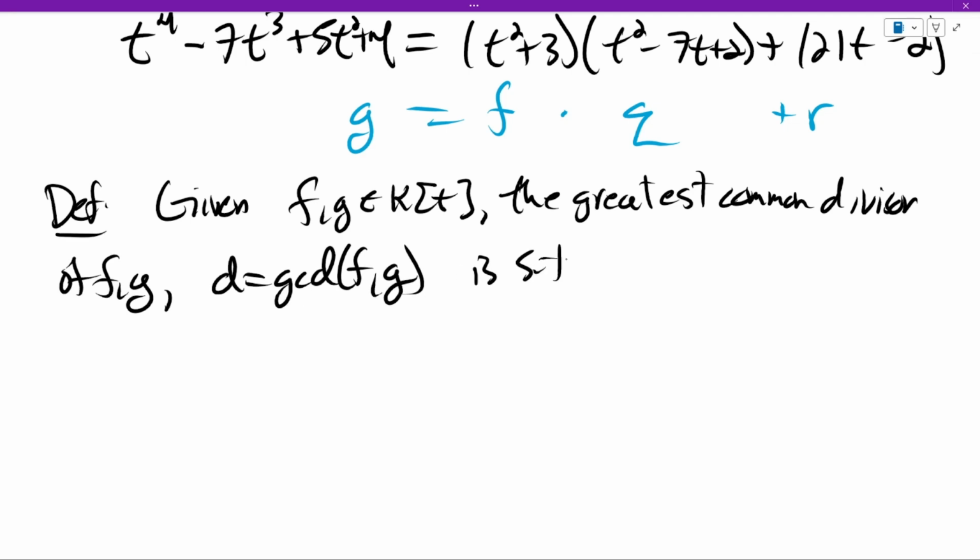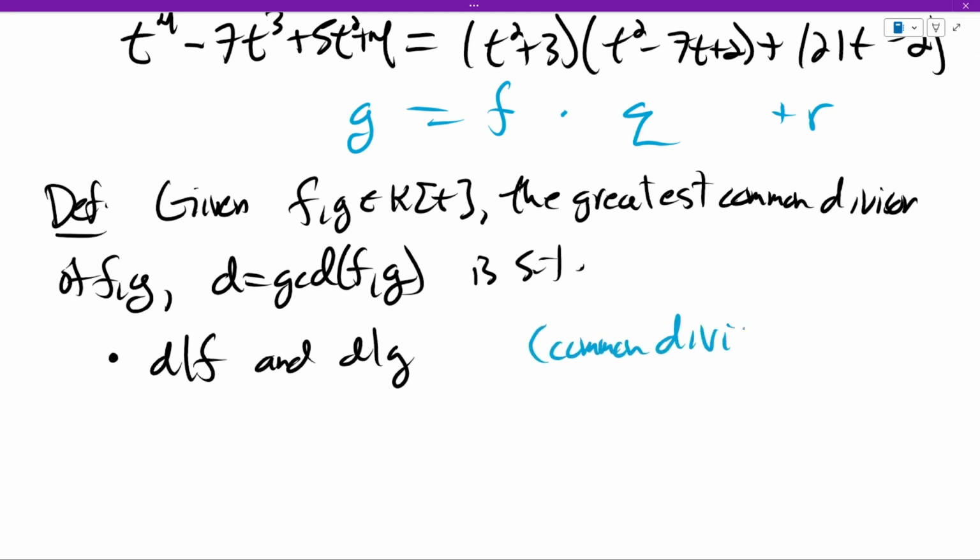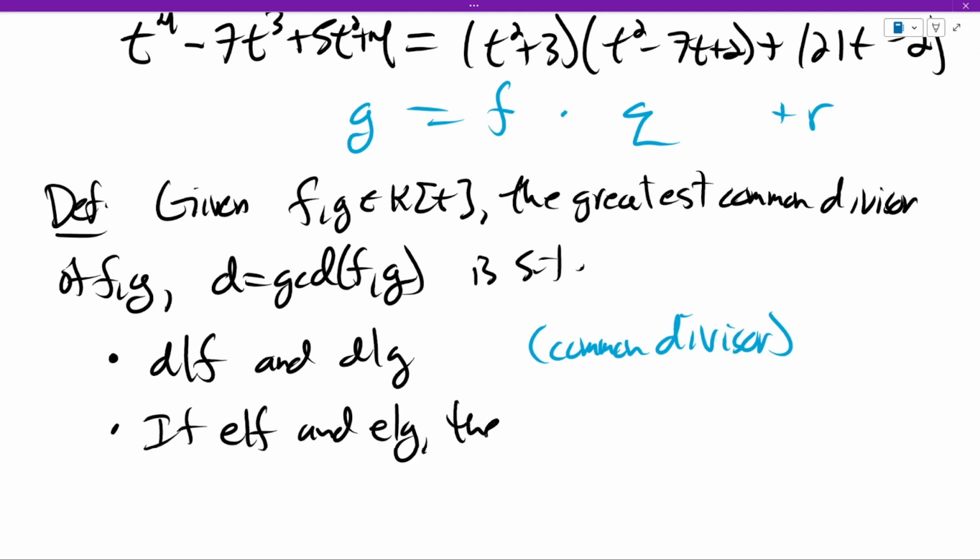such that, well, what must happen? Well, d should divide f and g. This is the common divisor condition in greatest common divisor. And then we have a roundabout way of saying greatest, which you should remember from ring theory. Namely, if we have any other divisors e of f and g, then e goes into d. So this is the greatest condition.